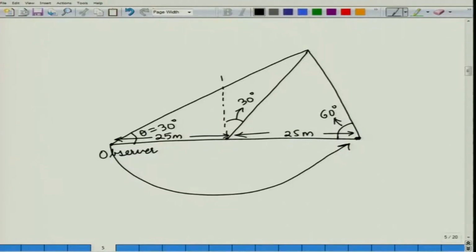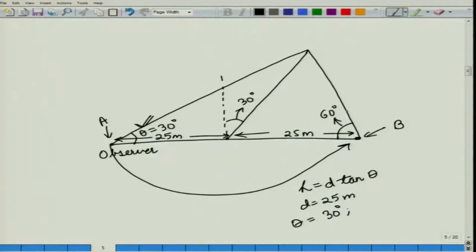Now, what the logger has done is he has taken two readings, one at point A, one at point B. He has taken two readings of the tree, assuming the tree to have no lean. So, essentially what he is measuring is h is equal to d tan theta. Once he is at a distance of 25 meters, and in the other case also he is at a distance of 25 meters, so d is equal to 25 meters in both cases. The first angle that he has measured is 30 degrees and the second angle is 60 degrees.